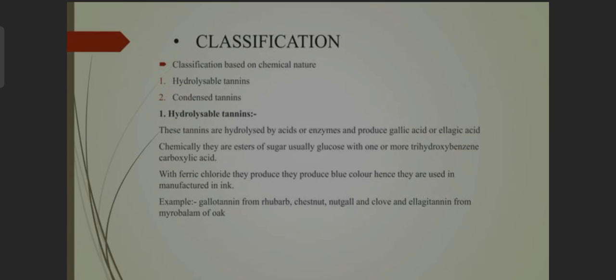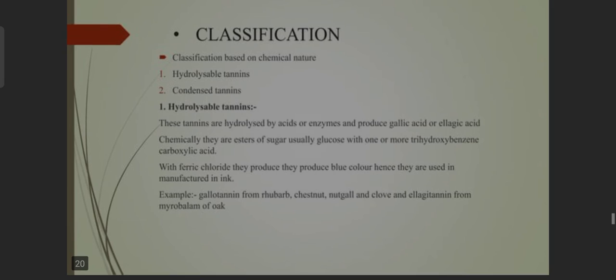Classification based on chemical nature: first, hydrolyzable tannins, and second, condensed tannins. Hydrolyzable tannins are hydrolyzed by acids or enzymes and produce gallic acid or ellagic acid. Chemically, they are esters of sugar, usually glucose, with one or more trihydroxybenzene carboxylic acids. With ferric chloride, they produce a blue color, hence they are used in manufacturing ink. Examples: gallotannin from rhubarb, chestnut, nutgall, and clove, and ellagitannin from myrobalan and oak.